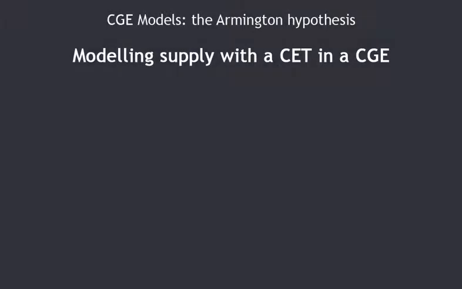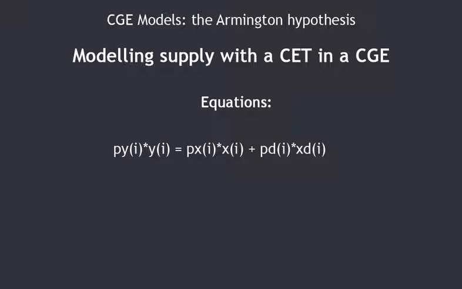So let's present now the equations for the modeling of supply with the CET. There are three equations, and they look like a CES, but it's a CET, and it is on the supply side. The first equation is PY Y equals PX X plus PD XD. So the total value of production is equal to the total value of exports plus the total value of domestic sales. You can understand this equation as the determination of the composite price of supply, PY, which is an average of PX and PD. And then you've got two equations for the determination of X and XD.